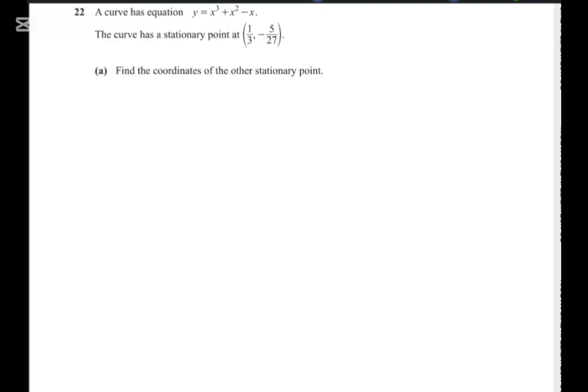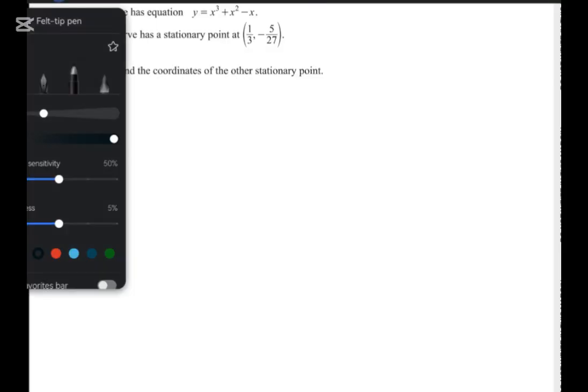Question number 22. A curve has equation y is equal to x cubed plus x squared minus x. The curve has a stationary point at (1 by 3, minus 5 by 27). This is the stationary point. Question A, find the coordinates of the other stationary point. Now this is a cubic equation and a cubic equation has two stationary points. So one stationary point is already given to us. We need to find the other stationary point using this equation.